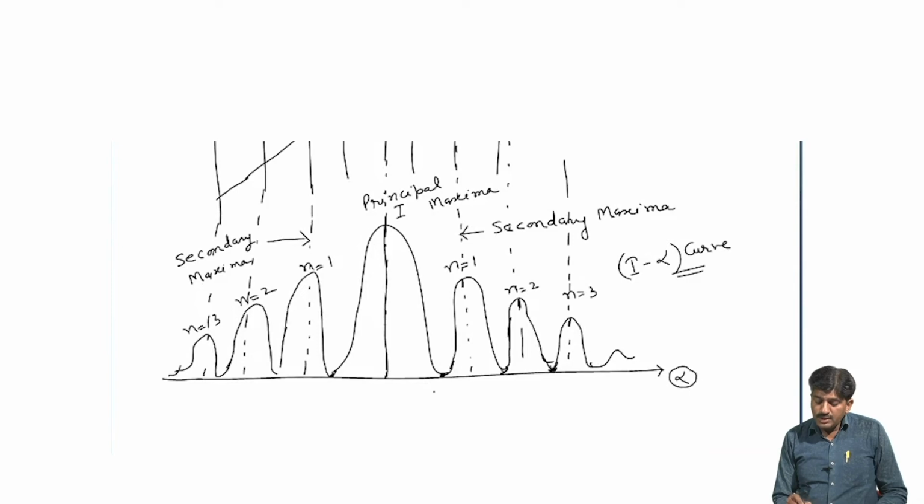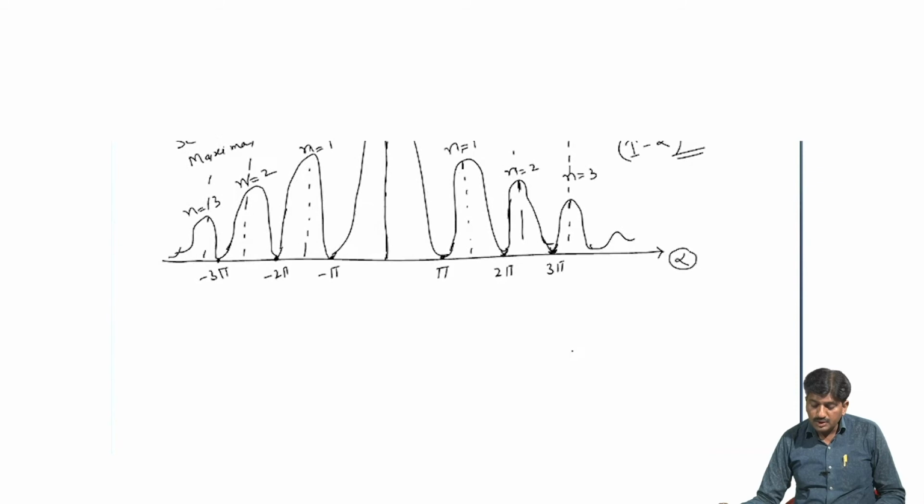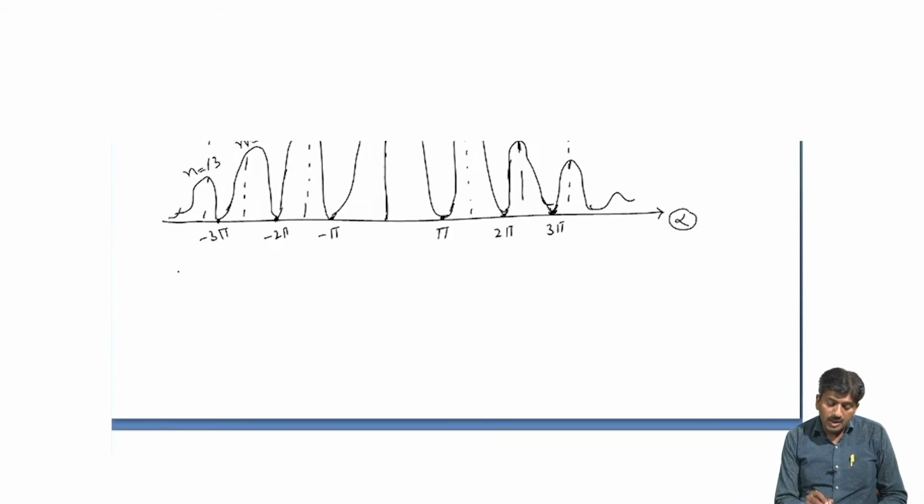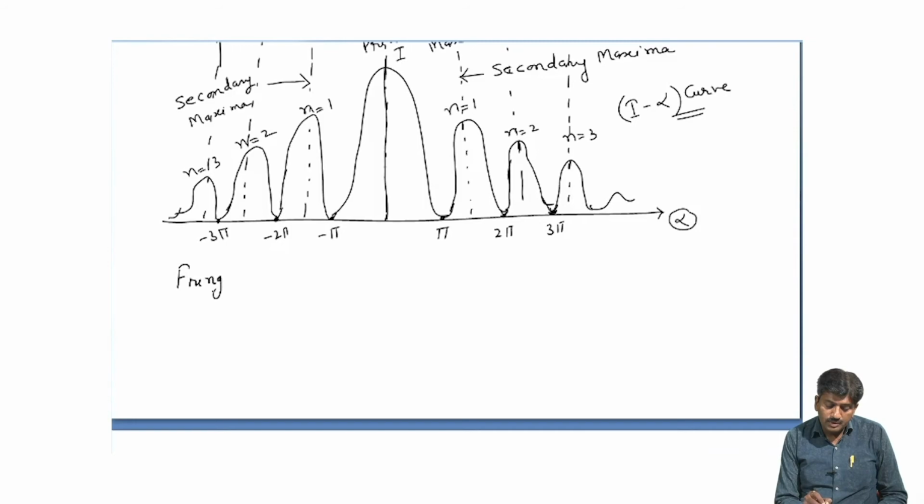The value of alpha is pi here, this is minus pi, 2 pi, minus 2 pi on the left side, 3 pi, minus 3 pi. These are the values of alpha on the x axis. And similarly, with the help of ray diagrams, we can also determine the fringe width of the fringes produced due to the diffraction pattern.